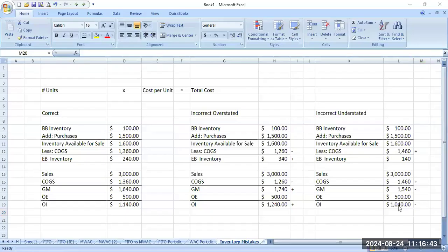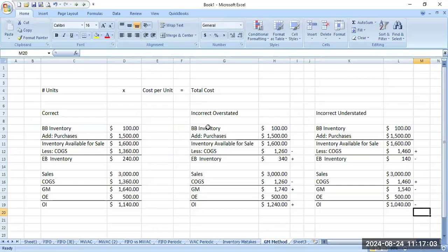We can usually use this worksheet here, the last worksheet that we used. Let me share my screen. I'm going to copy it and paste it again, and I'm going to use it for the gross margin method.